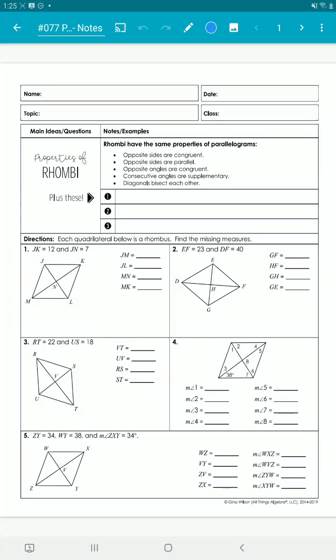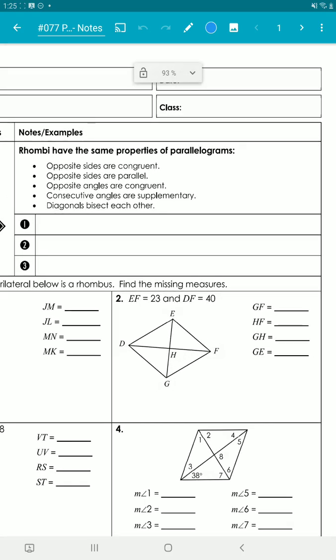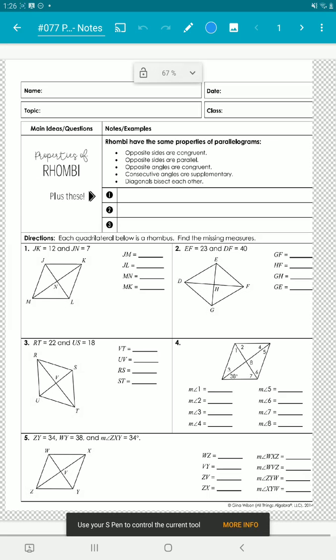So we've looked at a bunch of different kinds of parallelograms. We went last time into a little bit of depth on rectangles. Now we're going to look at rhombi and squares. So rhombi, or a rhombus. Rhombi is plural. They have opposite sides that are congruent, okay? Opposite sides are parallel.